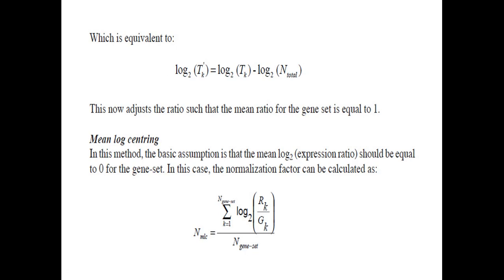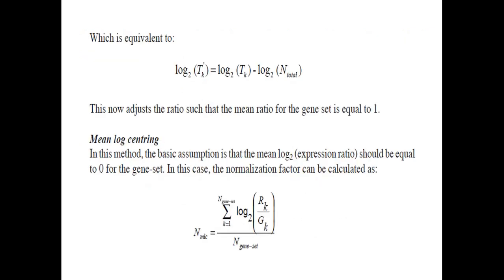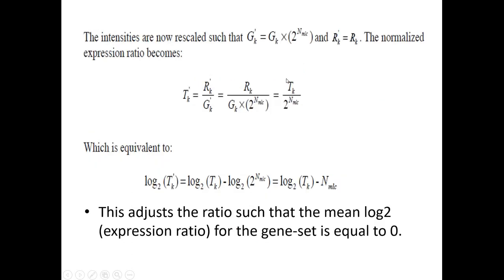Okay, so what is the normalization factor now? Intensities are now rescaled such that GK prime is equal to GK multiplied by 2 to the power NMLC. So here in place of N total, it is 2 to the power NMLC. This is the only difference. You can compare it from that. Here it was N total, now here it is 2 to the power NMLC.